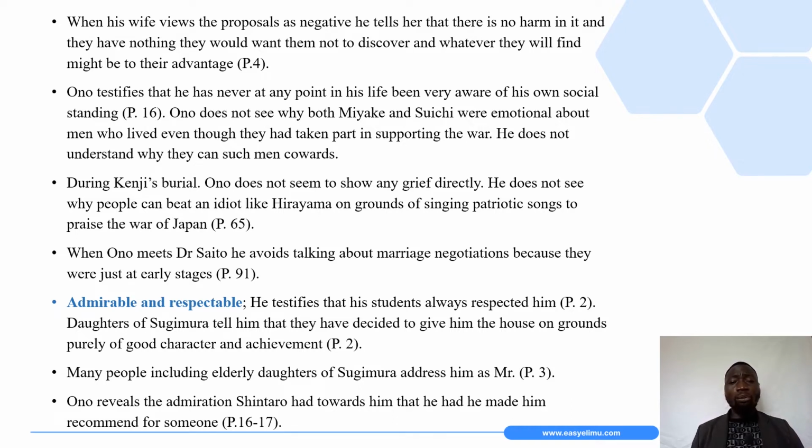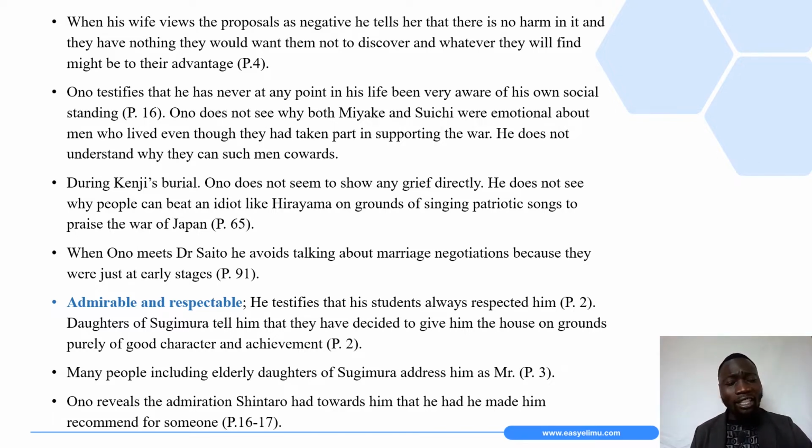During Kenji's burial, Ono does not seem to show any grief directly. He does not see why people can beat an idiot like Hirayama on grounds of singing patriotic songs to praise the war of Japan. Remember, these were songs that were composed way back, before the war began. So Hirayama was beaten simply because he still sang such songs even after the war. When Ono meets Dr. Saito, dear students, he avoids talking about marriage negotiations because they were just at early stages. So all those are illustrations of the trait that we have just mentioned.